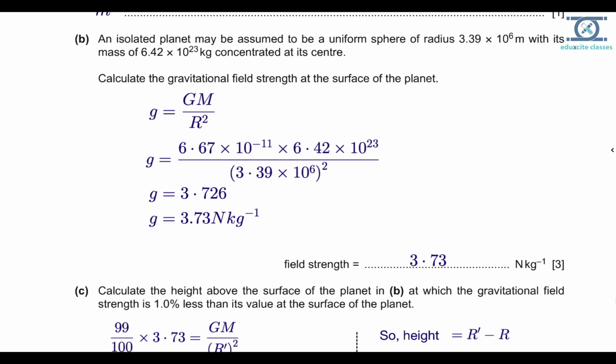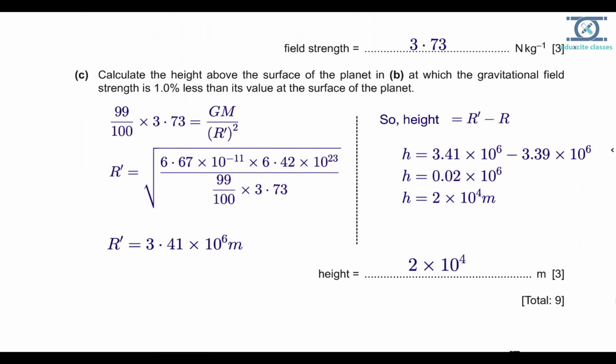3.726, rounding off to 3 SF, because in the question the values of radius and mass are given to 3 significant figures. So we get g equals 3.73 newton per kg. It is of 3 marks: 1 mark for the correct formula, 1 mark for correct substitution, and 1 mark for the correct answer in correct significant figures.